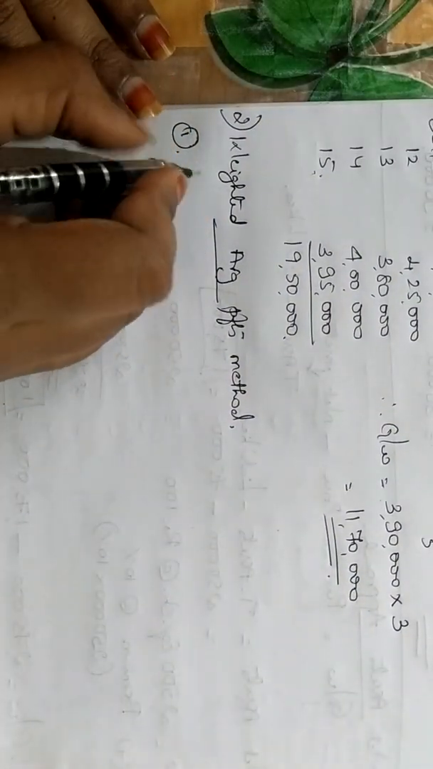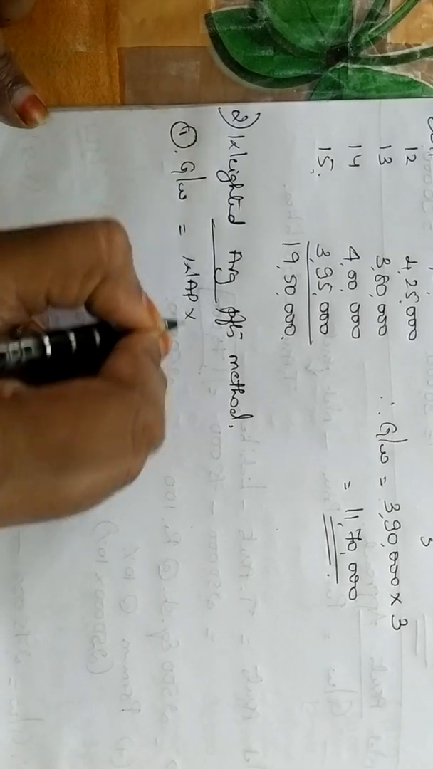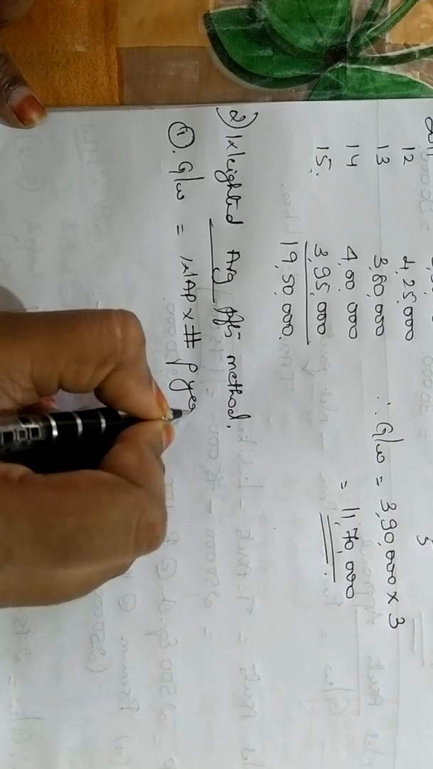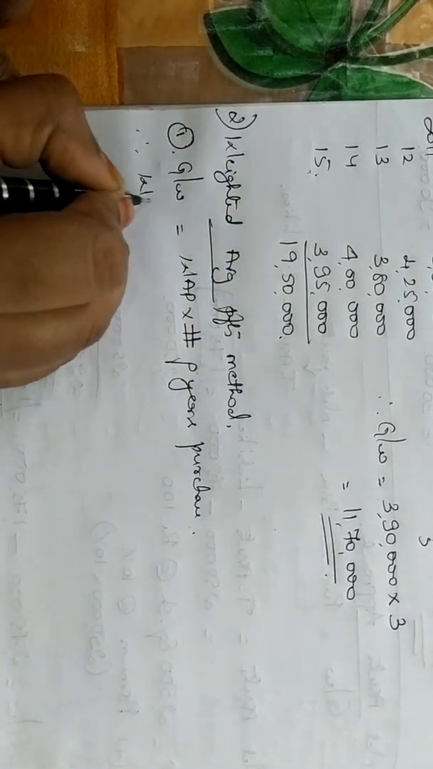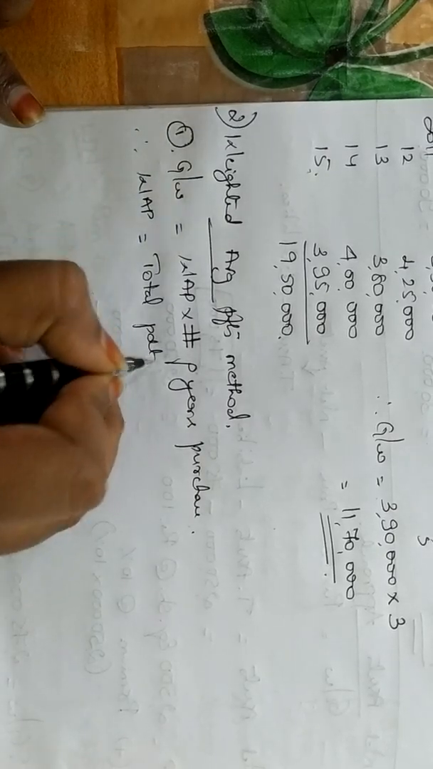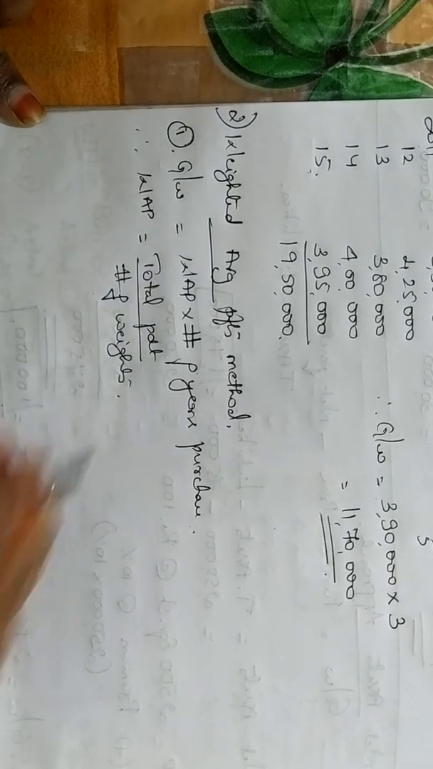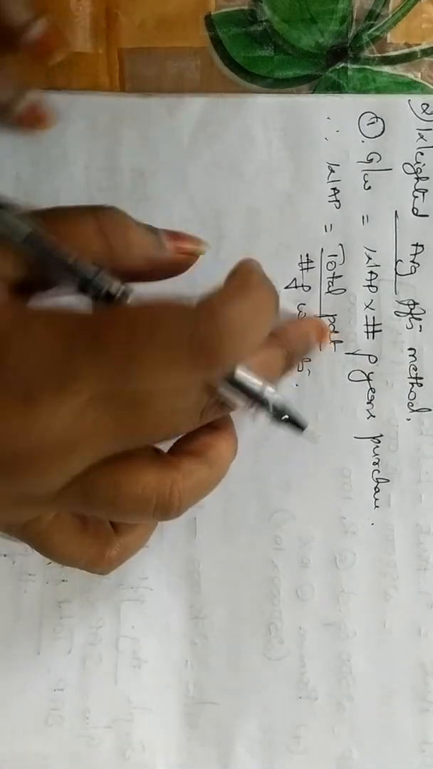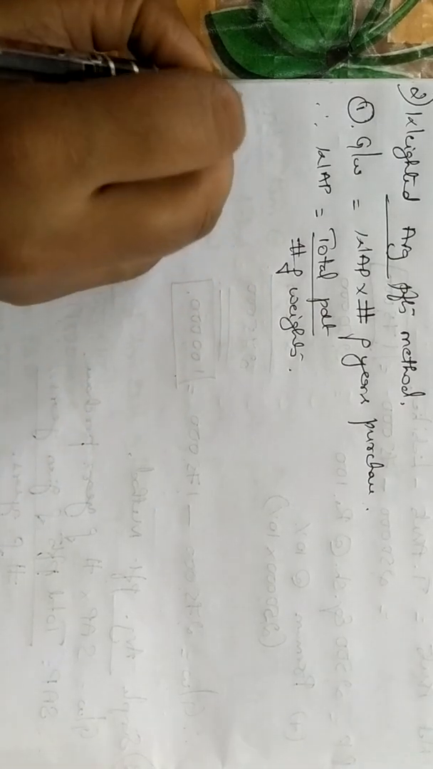Same step. So first I write how you calculate your goodwill. So goodwill is equal to weighted average profit into number of years purchase. Therefore, your weighted average profit is equal to total product divided by number of weights. So first we should find out total product. Again here also it is the same thing. Whatever we have done for the simple average, the same thing we are calculating here.